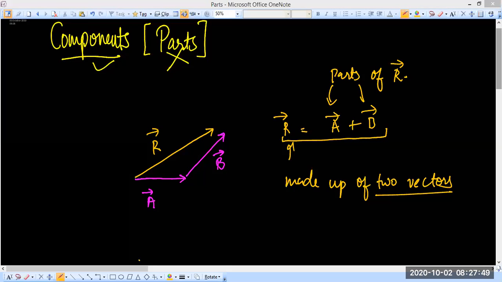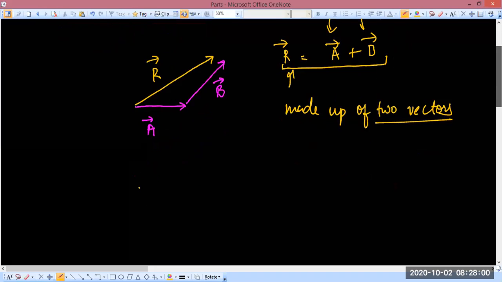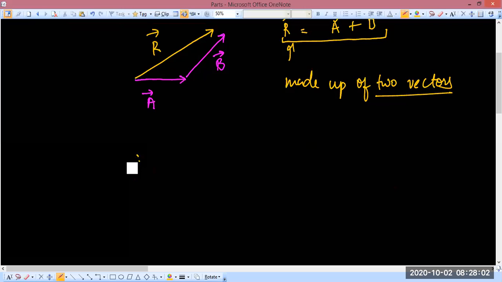Okay, but although this is a very nice way to do it, there is an even better way, and that better way is what people use everywhere. It is called rectangular components.